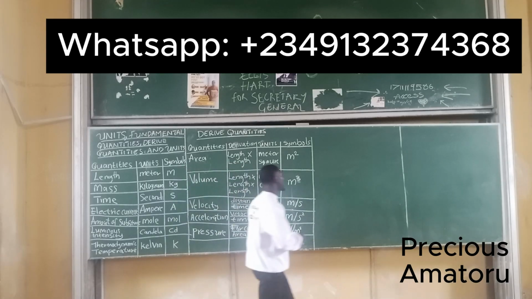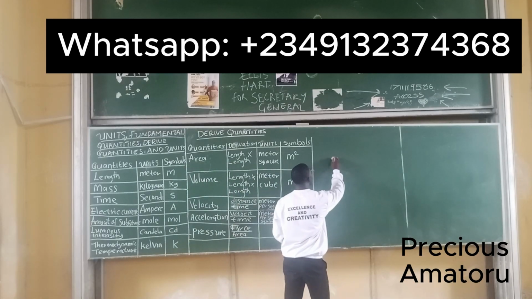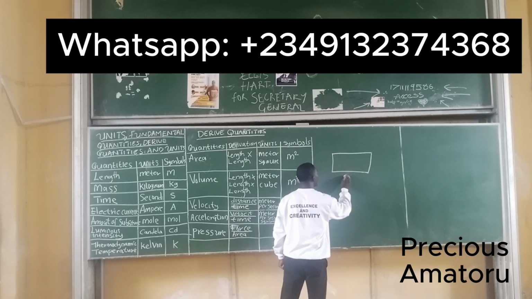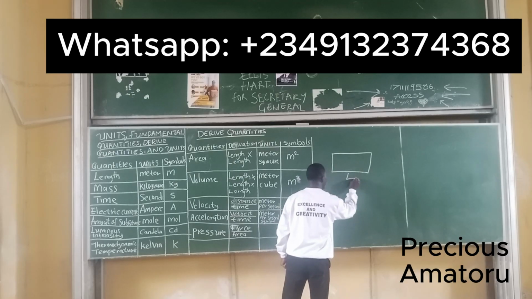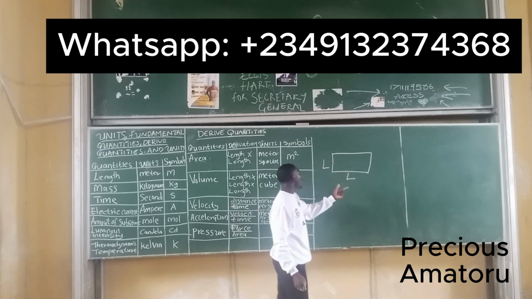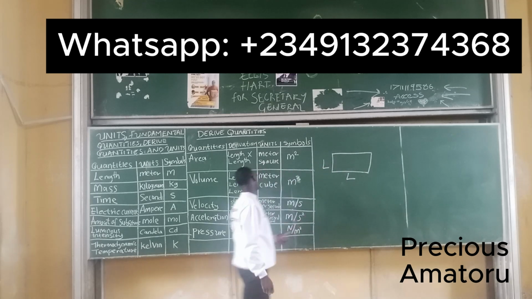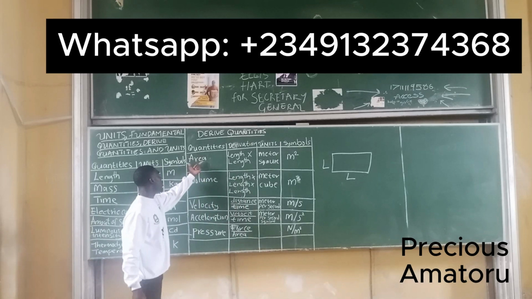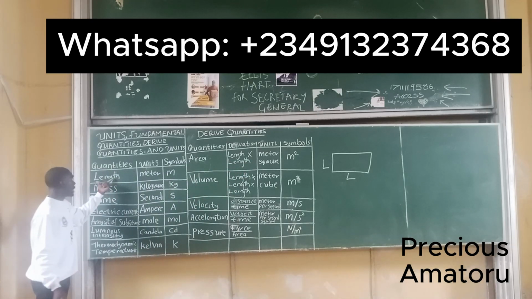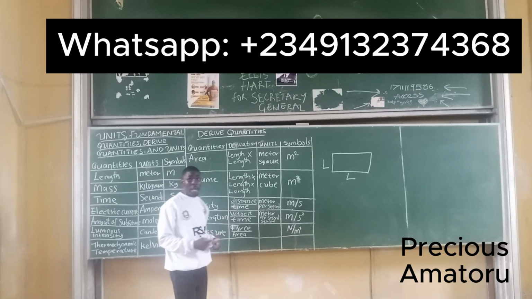Let's say we have a shape, a rectangle, and from here to here is length. Same thing to here is length. For us to get the area of it, we'll have to multiply length times length. So that's for area. You can see that multiplying two fundamental quantities, which is length, gives us area.